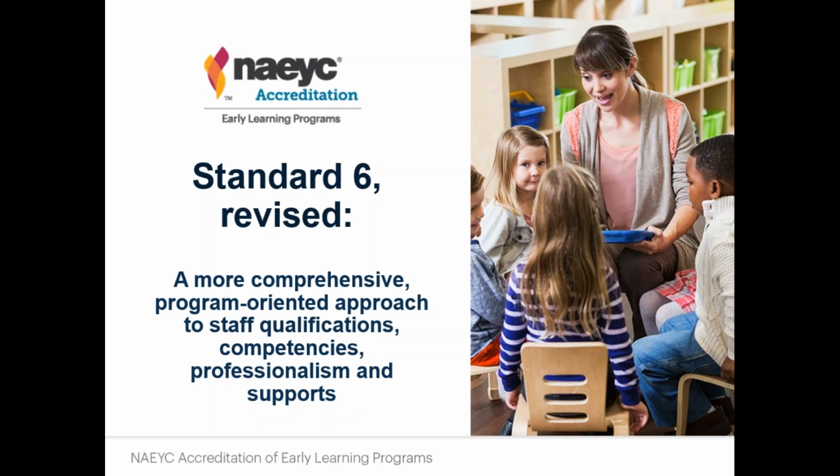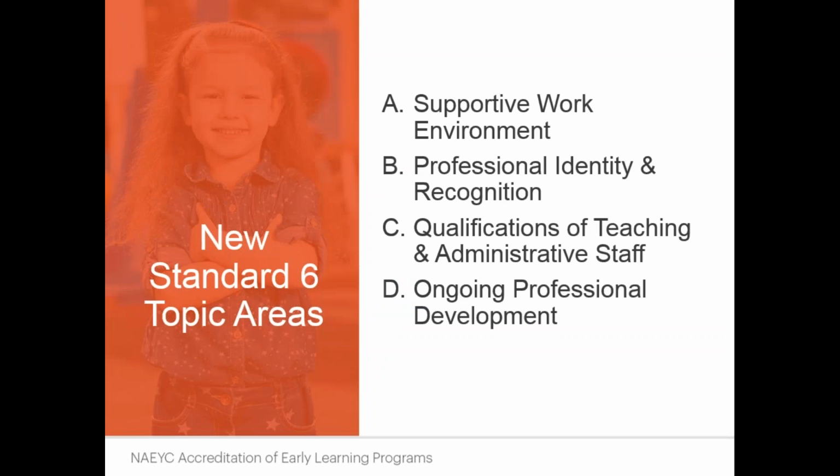Revised Standard 6 in the Streamlined Model of Accreditation presents a more comprehensive, program-centered approach to developing and maintaining high-quality professional staff in school and center-based settings. The proposed new title for Standard 6 is Staff Competencies, Preparation, and Support to reflect this change.